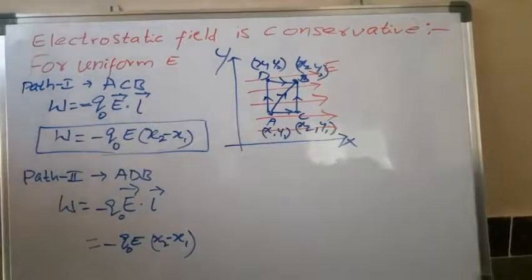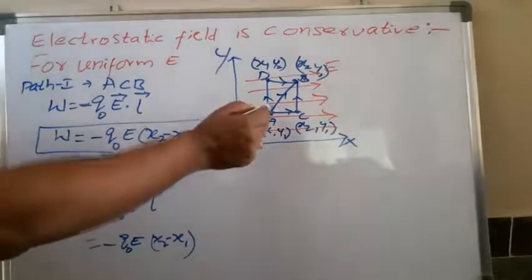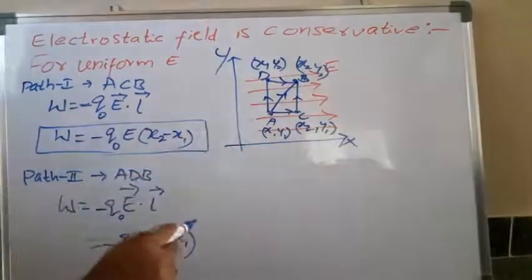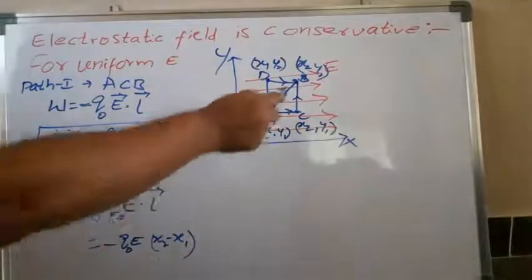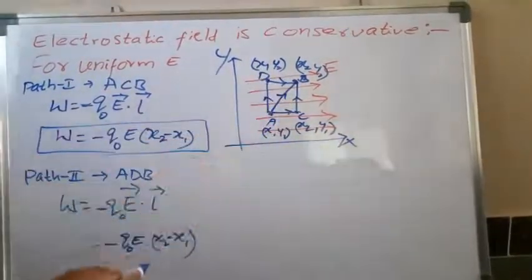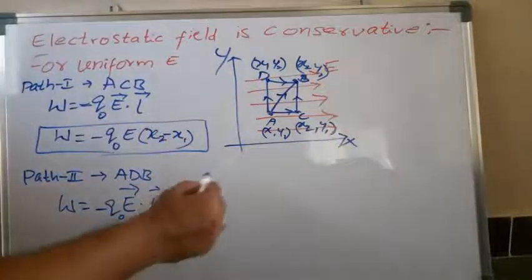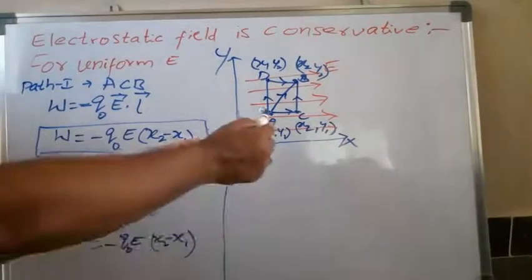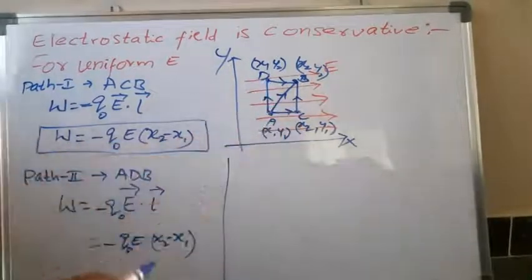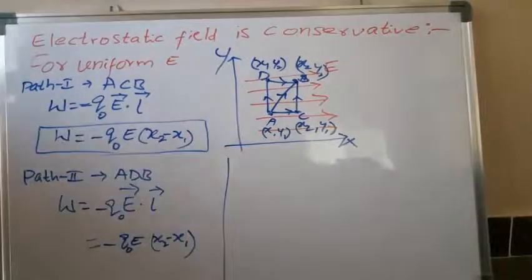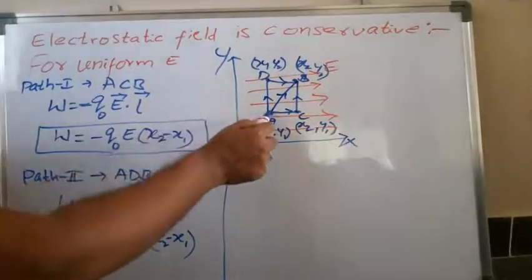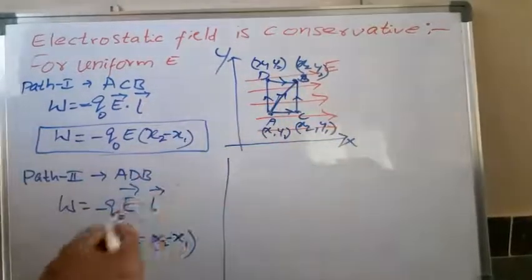That means the work done to move a charge from A to B is independent of the path followed, ACB or ADB. It is only dependent on the initial and final positions. Okay, as these two are symmetric, this may happen. So we will do the calculation along AB, path 3.